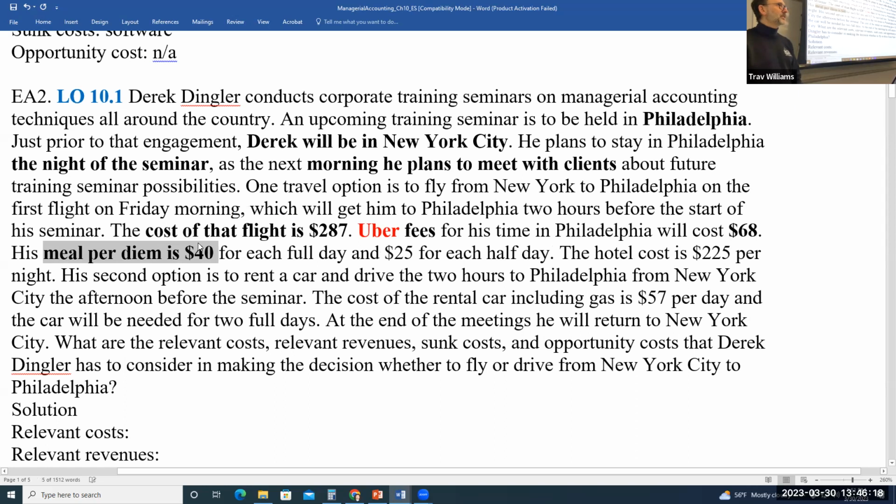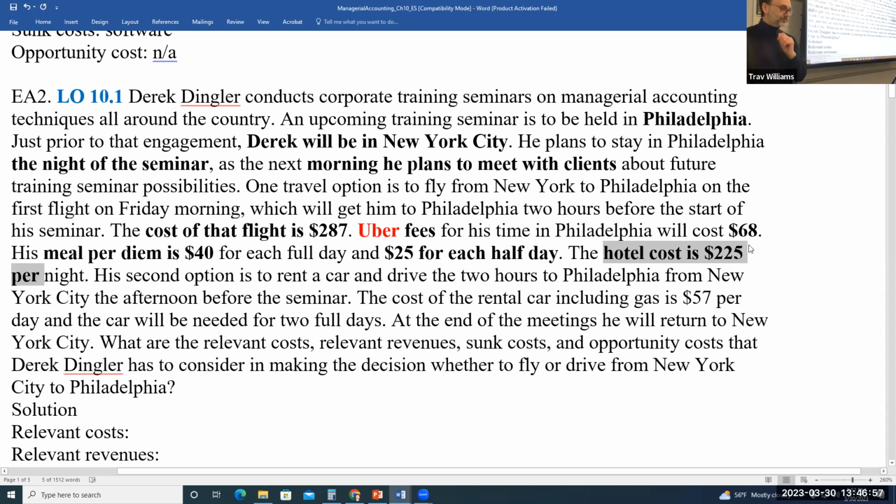If you're not familiar, a per diem is when you're allowed a certain amount of money per day, which is what per diem means, I think. I don't speak Latin. But in this case, for each full day that he's traveling, he will get $40 that he can then spend on food. And for each half day he's traveling, he gets $25. And the hotel costs $225 per night. Okay, so that's one option.